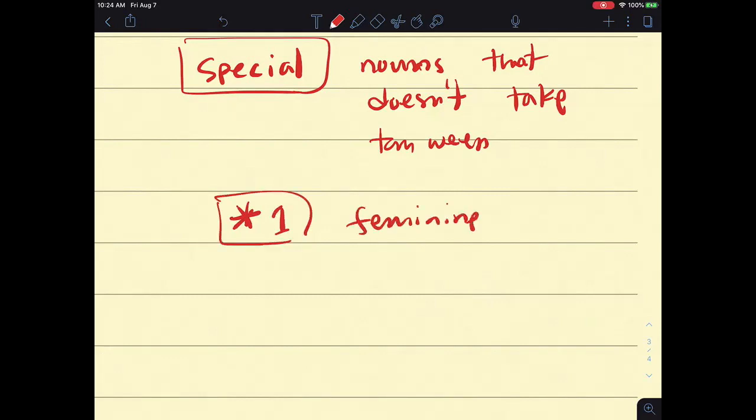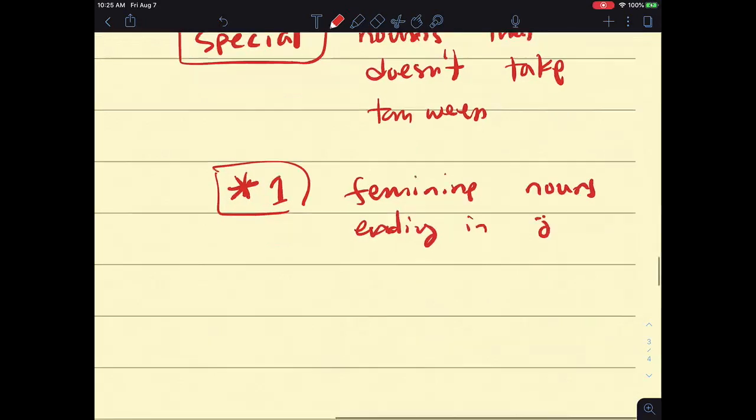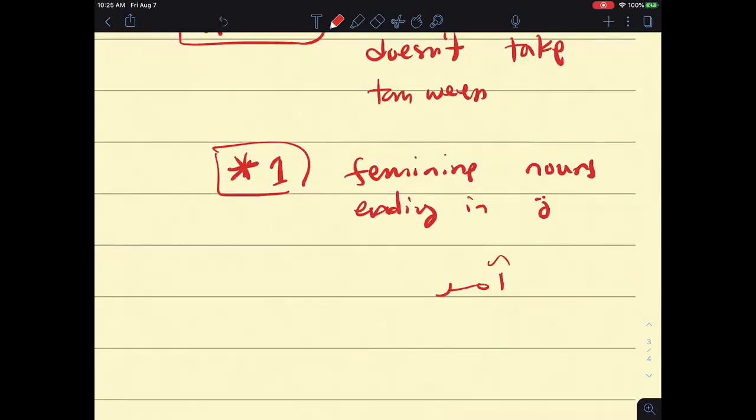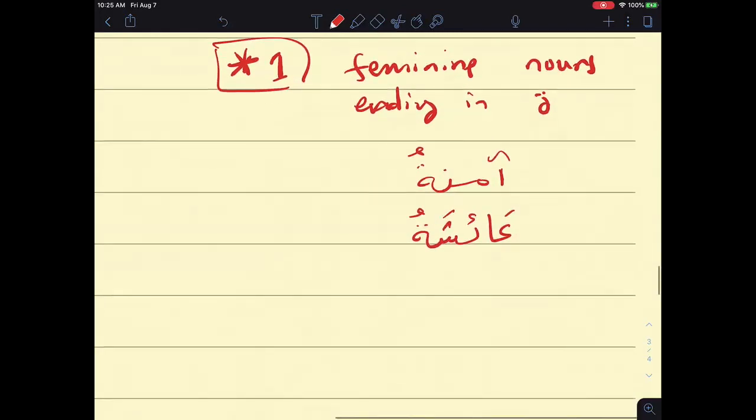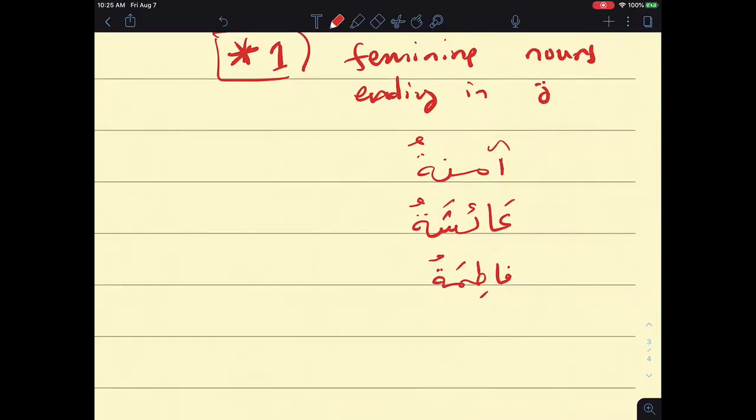feminine nouns ending in ta marbuta. What do I mean? Aminatu, Aishatu. Do you see that? What else do you know? Fatima. Makes sense? It has to be a name. It cannot be an adjective.